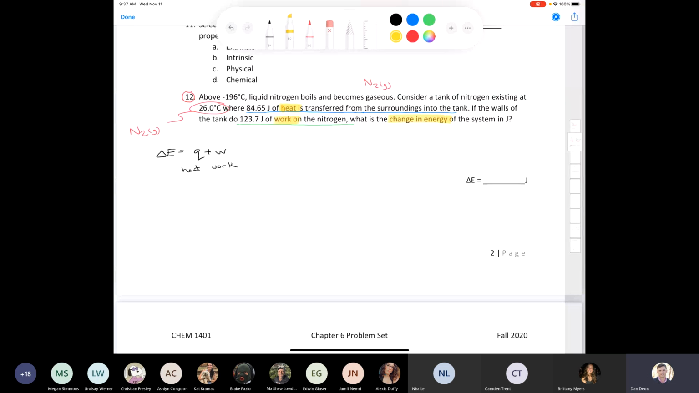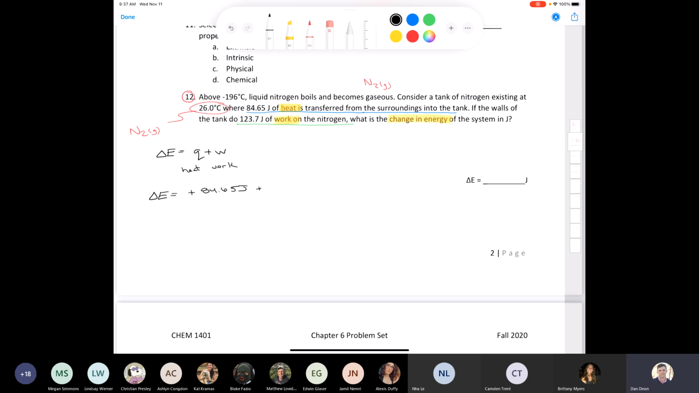Well, let's take a look at the heat first. So let's rewrite our equation. Delta E is equal to Q. So if 84.65 joules of heat is transferred from the surroundings into the tank, that's the system. That means that heat is going into the system from the surroundings. And so in this case, the sign of our Q is going to be positive. So it's going to be positive 84.65 joules, right? If heat was leaving the tank and going out into the surroundings, then the Q would be negative. But since the Q or the heat is being absorbed by the system, it's positive 84.65.